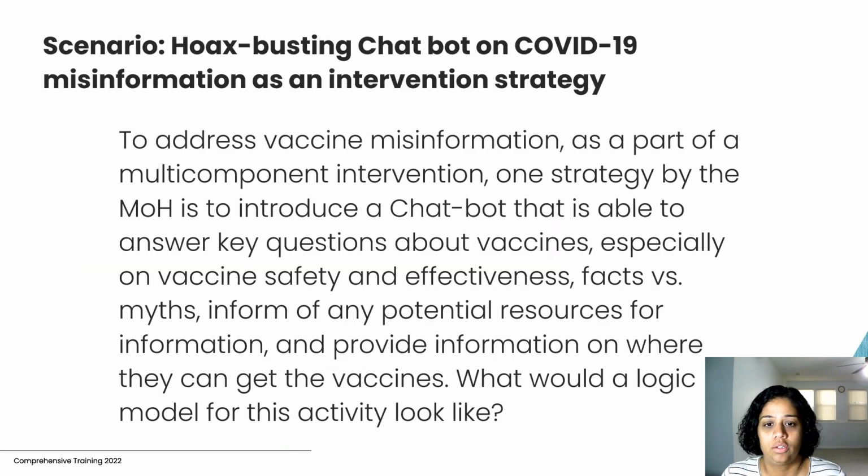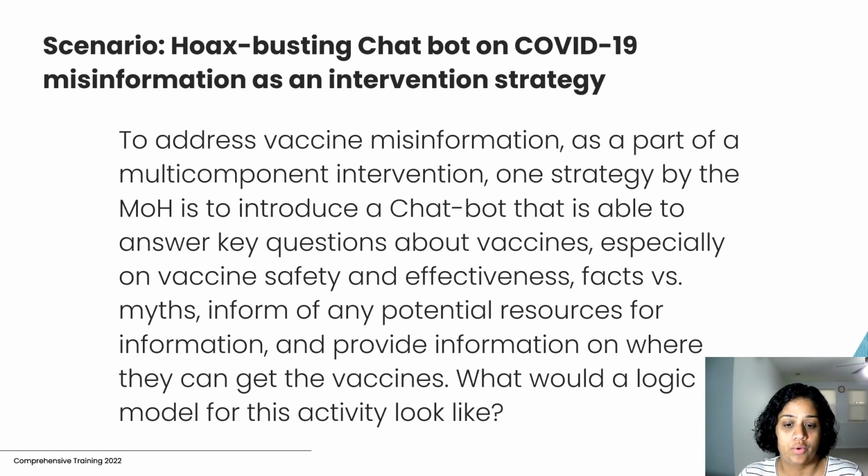So let's take a look at an example. Here is a scenario for a hoax-busting chatbot for preventing COVID-19 misinformation, and that is one of your intervention strategies. You set up this chatbot within the Ministry of Health that can help answer questions on vaccine safety and effectiveness. It can demystify some of the rumors going around, so really the facts versus myths, and then inform where you can get vaccinated. That is one of your intervention strategies.